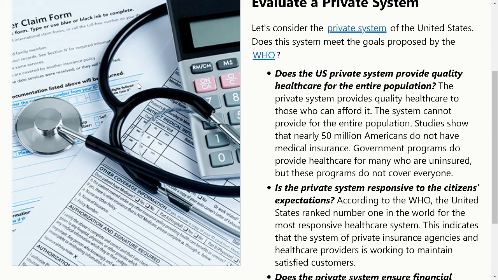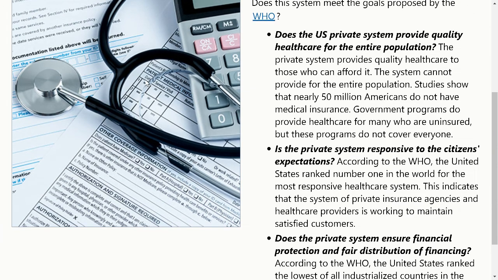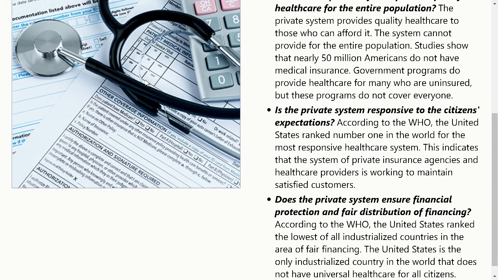No. The private system provides quality health care to those who can afford it. The system cannot provide for the entire population. Studies show that nearly 50 million Americans do not have medical insurance. Government programs do provide health care for many who are uninsured, but those programs do not cover everyone. Is the private system responsive to the citizens' expectations? According to the World Health Organization, the United States ranked #1 in the world for the most responsive healthcare system. This indicates that the system of private insurance agencies and healthcare providers is working to maintain satisfied customers.